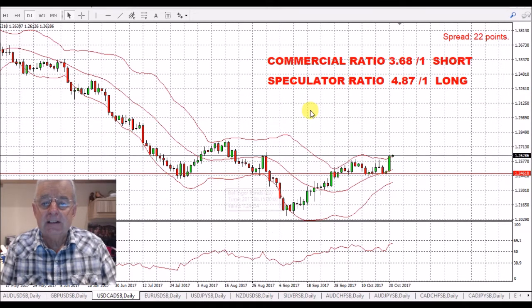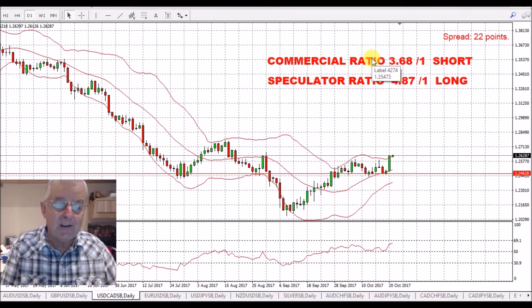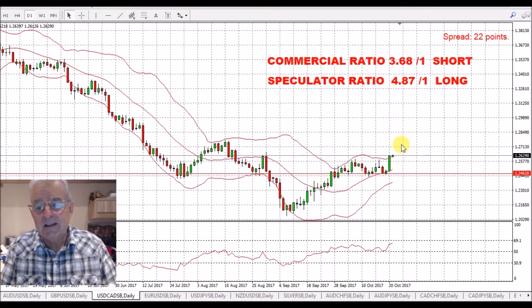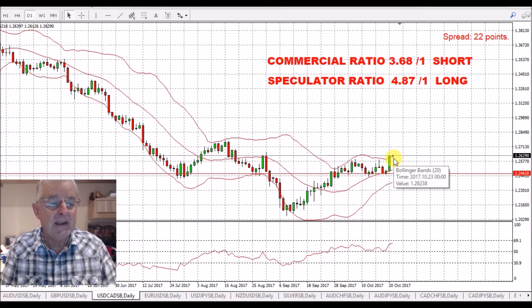USD CAD, we've got a commercial ratio of 3.68 to 1 short. That's short the Canadian dollar, long the US dollar. There is very good potential in this pair.